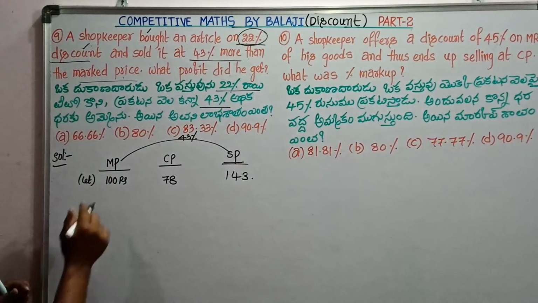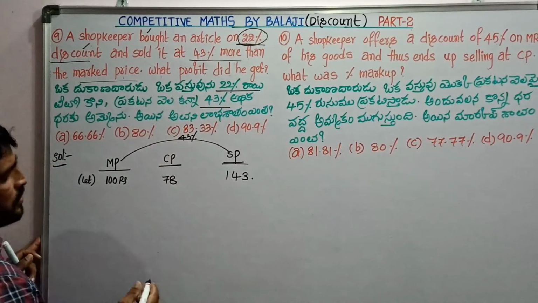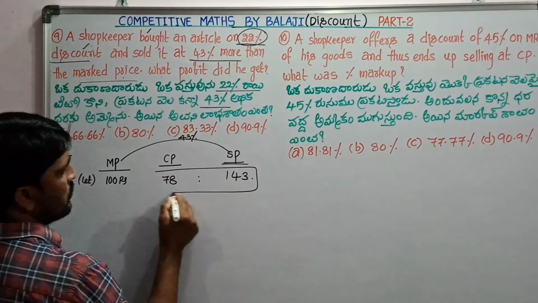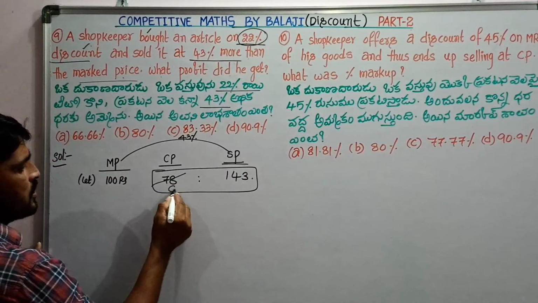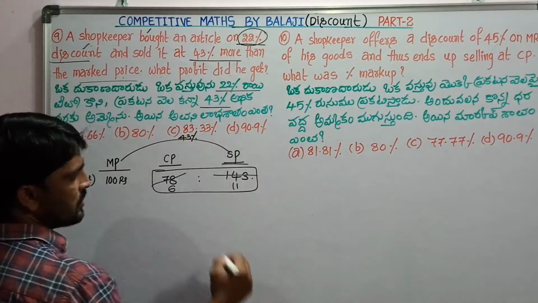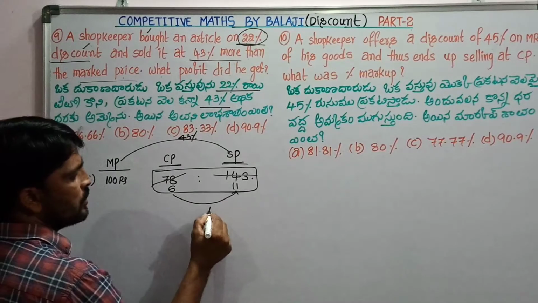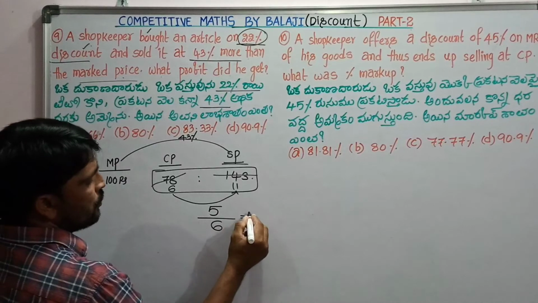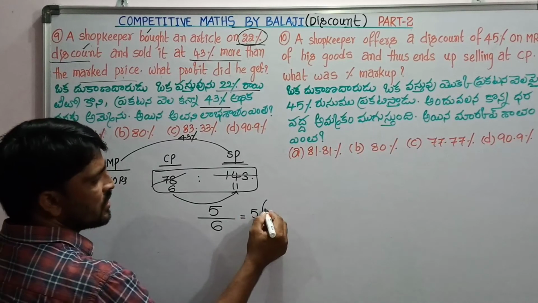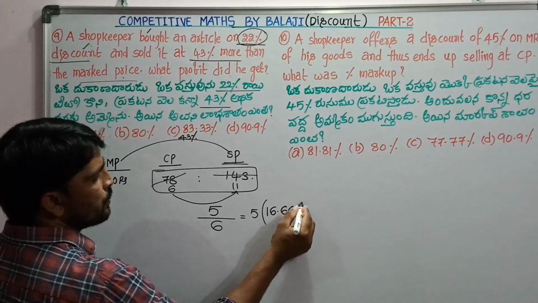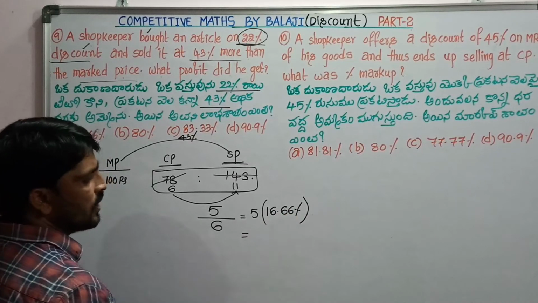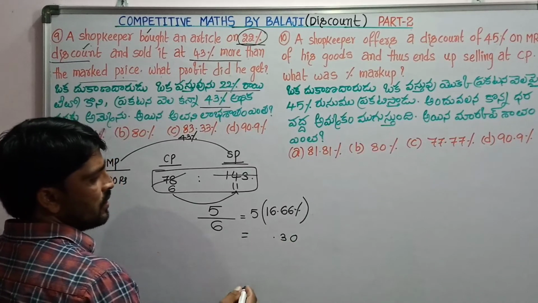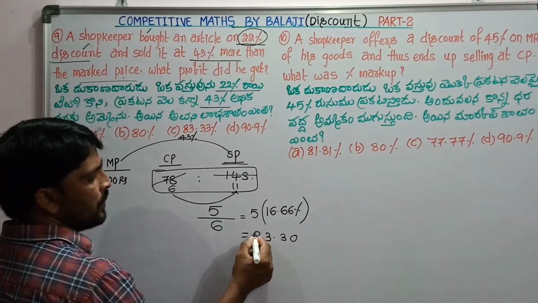Now we have to find what profit he got. Consider the ratio of cost price to selling price. 13 sixes are 78, 13 elevens are 143. There is a 5 units profit over 6 units, which is equal to 5 times 1 by 6, nothing but 16.66%. Which is nearly equal to, 5 sixes are 30, plus 3 is 33, 5 ones are 5 plus 8.